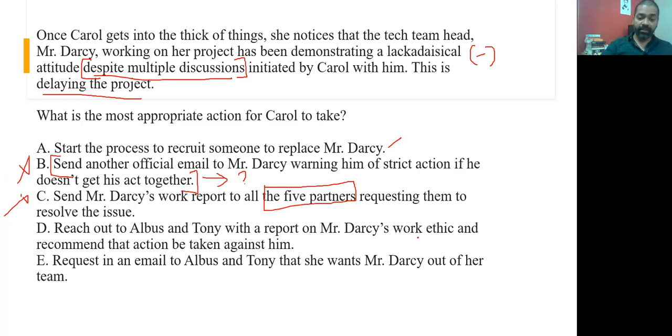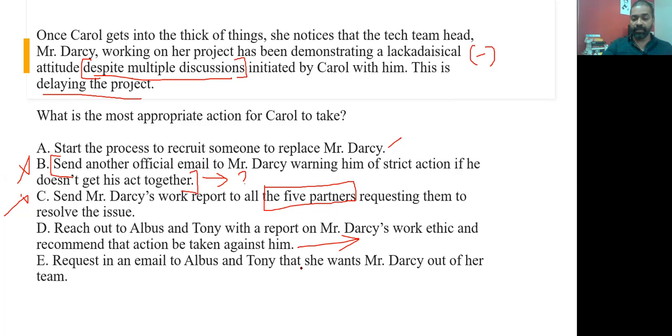Reach out to Albus and Tony with a report on Mr. Darcy's work ethic and recommend that action be taken against him, isn't it? Because these are the guys who are in charge of what needs to be done next. It's already out of her hands. Even if she wants to fire the person, Mr. Darcy, she still probably has to inform these people, right? So anyway, this is again a good candidate for the next step.